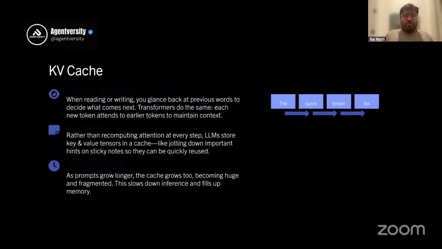Whenever we're reading or writing, we are basically going back and referring to all these previous words. We already know transformers do the same thing. Whenever it is writing the next word, it's going back and attending to all of the previous words. Each time a new token is generated, it has to attend to all of the earlier tokens to maintain the context. So instead of calculating attention at every step, the LLM stores the key and value tensors in a cache so that you don't have to recalculate every time. You could just use that cache and generate the next word.